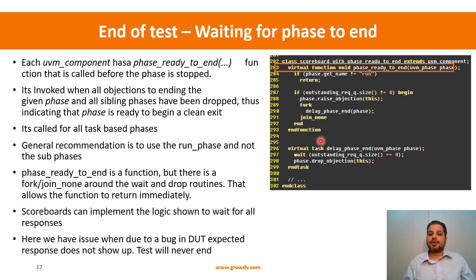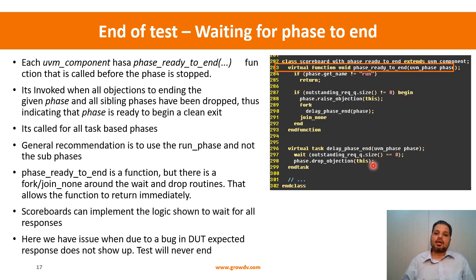So this function will complete, then we go to this particular task, and in this task you can see that we are waiting for the outstanding request queue size to become equal to 0. After this becomes equal to 0, we do the phase.drop_objection. We had done the raise objection in the context of the function, and we had forked off this particular thread with the join_none, which is legal to do within the function. After doing that, we are waiting in the delay for the phase end, and then we are looking at whether the outstanding request queue has become 0.